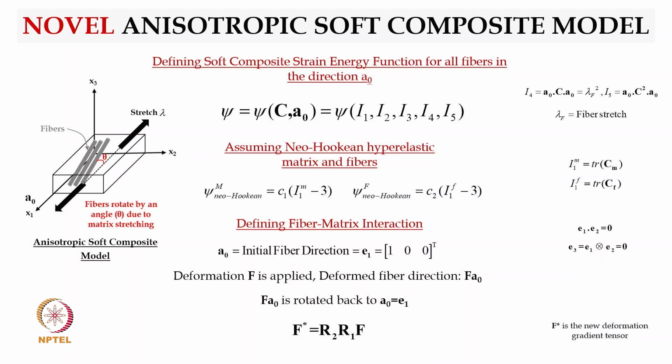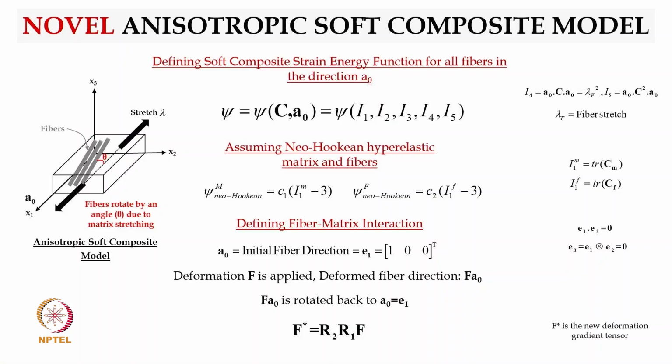There are some other definitions, like what I4 and I5 are. I4 is given by A naught dot C dot A naught, right. I5 is given by A naught dot C squared A naught. C squared is not necessarily a simple square: C is a matrix, so it's C times C. Matrix multiplication doesn't give a square value per se, right? If you look into it, it gives a very different value.